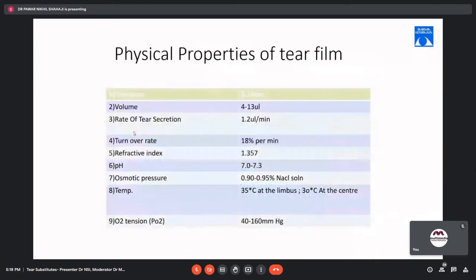So, physical properties of tear film: volume is 4 to 13 microliters, rate of secretion is 1.2 microliters per minute, turnover rate is 18% per minute, refractive index is 1.357, pH is 7 to 7.3, osmotic pressure is 0.9 to 0.95% of NaCl solution, that is approximately 300 milliosmoles. Temperature is 35 degrees Celsius at the limbus and 30 degrees Celsius at the center. O2 tension is 40 to 160 mmHg.